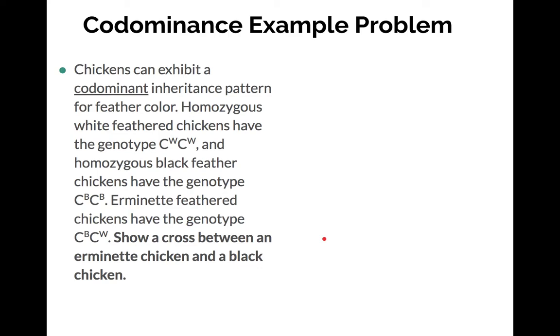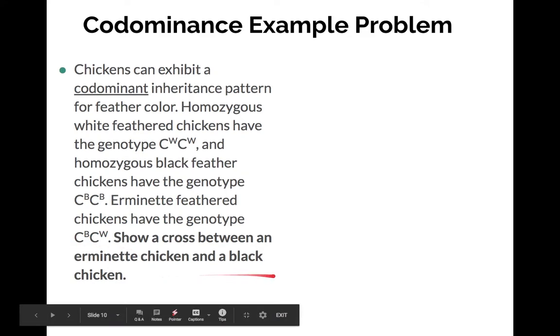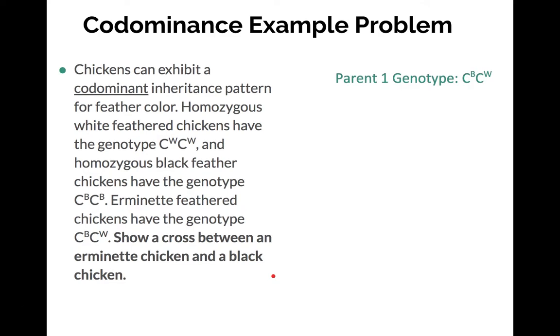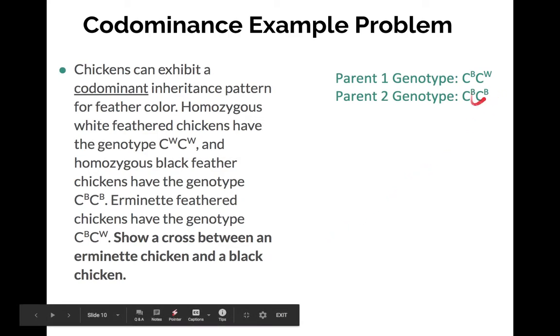Okay, so here's our first codominance example problem. Chickens can exhibit a codominant inheritance pattern. White chickens, we're going to use that same C for the color base, are CWCW, and homozygous black feathered chicken, CBCB. Erminet feathered, which again was that mix of white and black, both clearly expressed, are CBCW. So we're going to show a cross between an erminet chicken and a black chicken. So first off, parent 1 genotype would be CBCW. Parent 2, CBCB for black.